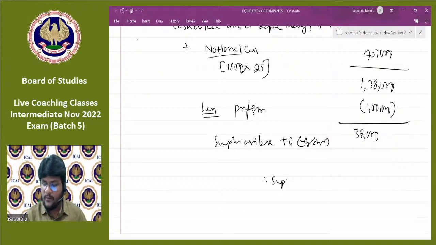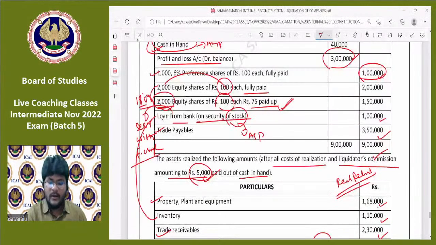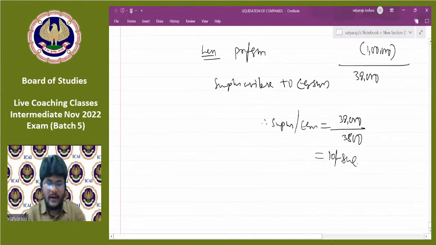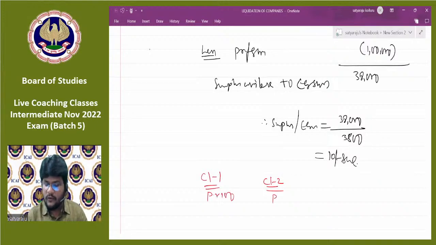Therefore, surplus per equity share is equal to 38,000 divided by 3,800 equity shares. How do I get 3,800? Here 2,000 plus 1,800, total 3,800. That is equal to 10 rupees per share. Now all of you please concentrate. I have two different classes of equity shareholders. Class 1, where the paid up value is 100, and class 2, where the paid up value was 75. These are the two different classes.